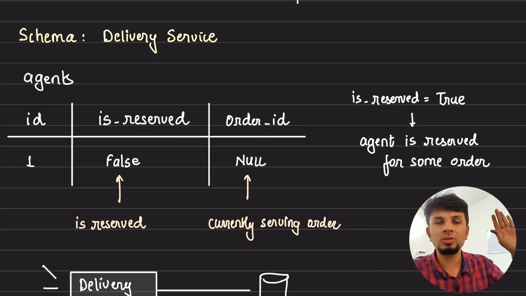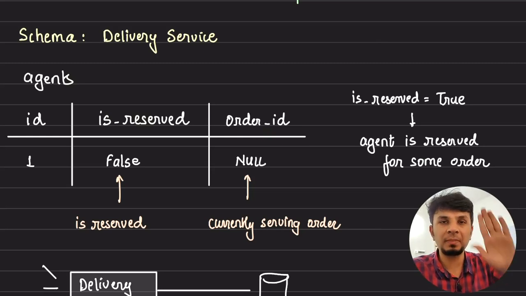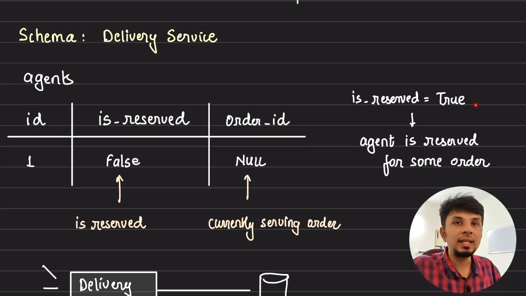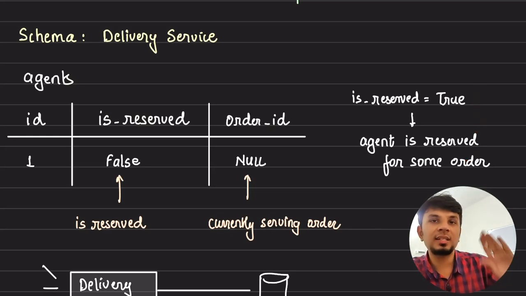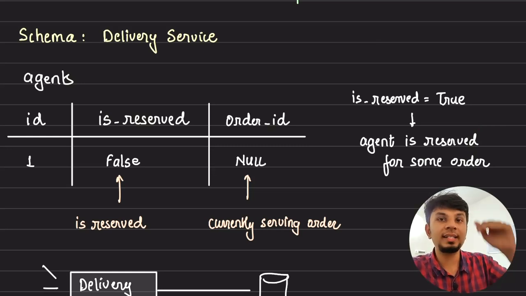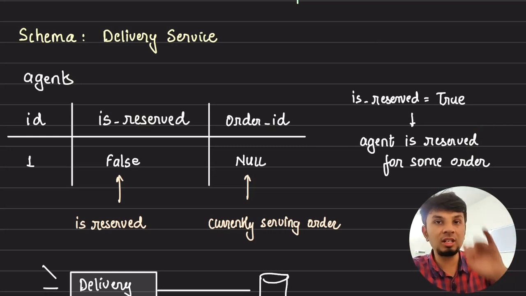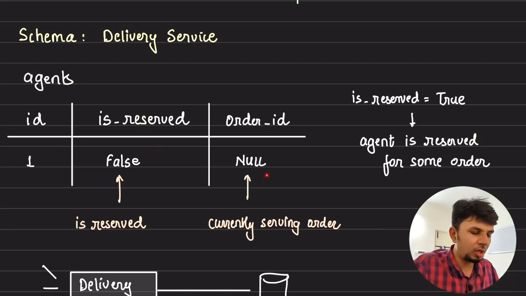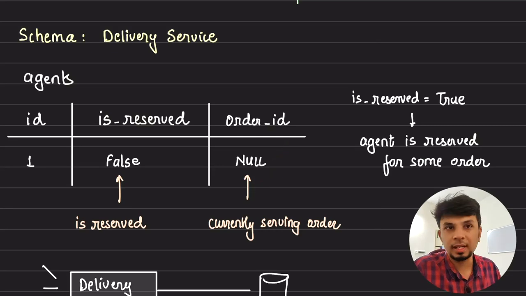Obviously, you can pick and choose in a more detailed implementation, but I'm just taking it to the basics for us to understand the two-phase commit protocol's implementation. Is reserved being true implies that the agent is reserved for some order, and order ID is the order that the agent is currently serving. Once the order delivery happens, the row would be reset, as in is reserved would be false and order ID would again become null.